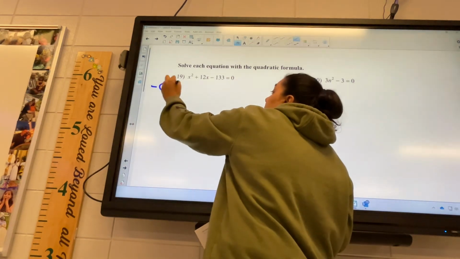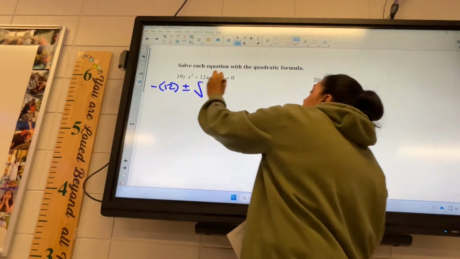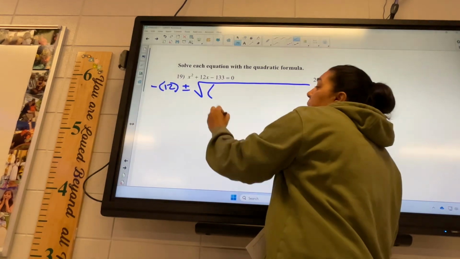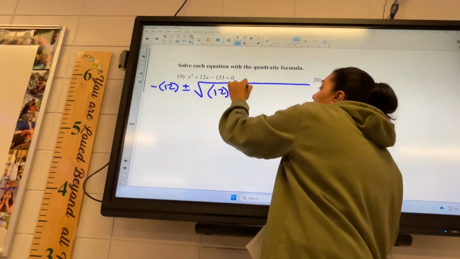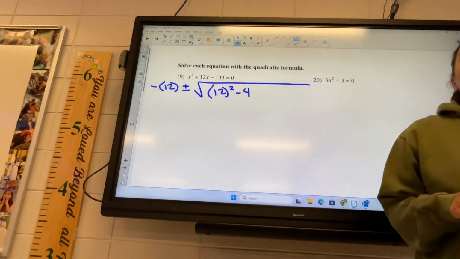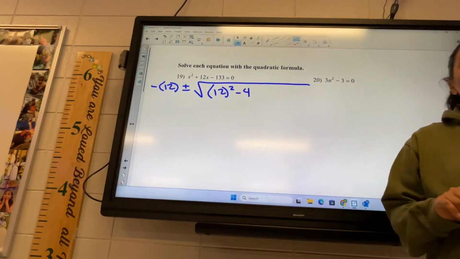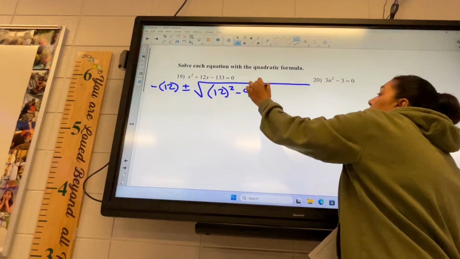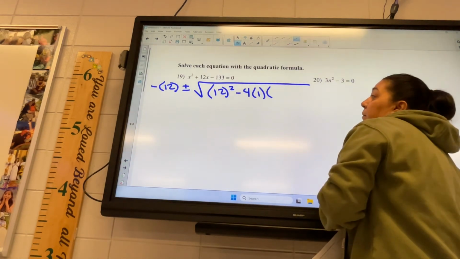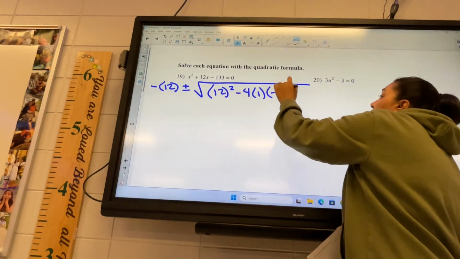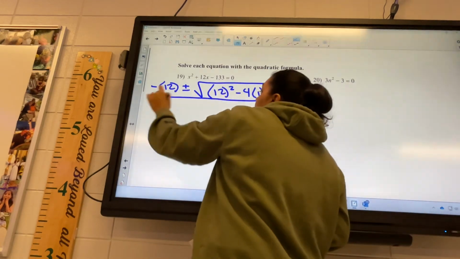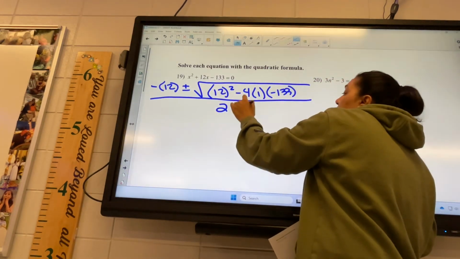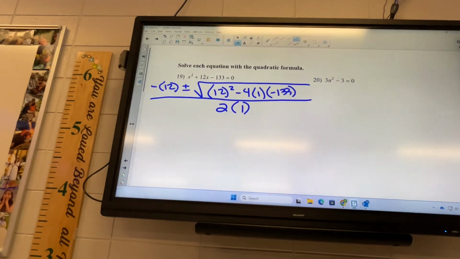12. Plus or minus the square root of b squared, so 12 squared minus 4. What is my a? It's just 1. What's my c? Negative 133. What's the 0? Nothing. Okay, the 0 means nothing as far as when we're looking at that. That means solve it. That's really what the 0 means.